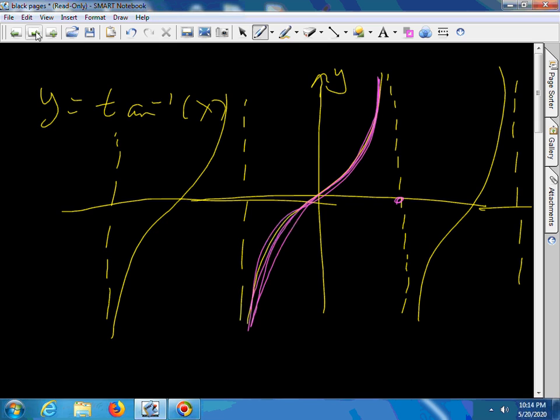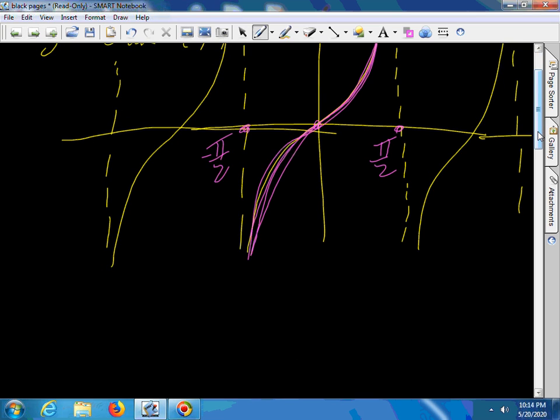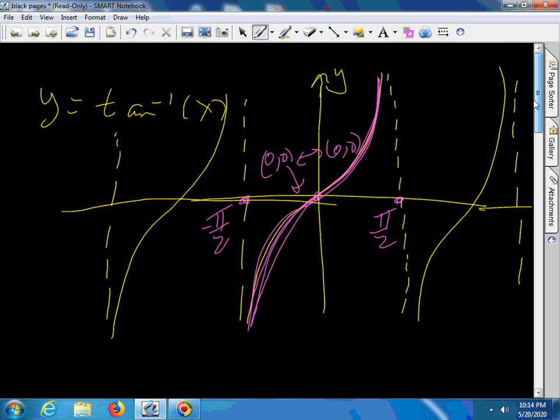So this is pi over 2, and this is negative pi over 2. Now you can draw the tan inverse if you like. Actually, let's do it. So this point right there is 0, 0, and when you take their inverse, it's still going to be 0, 0. So when I draw the tan inverse graph, yep, it's going to have 0, 0.